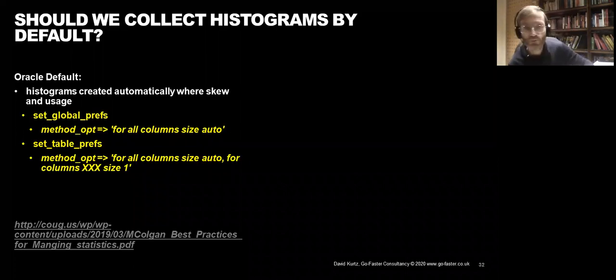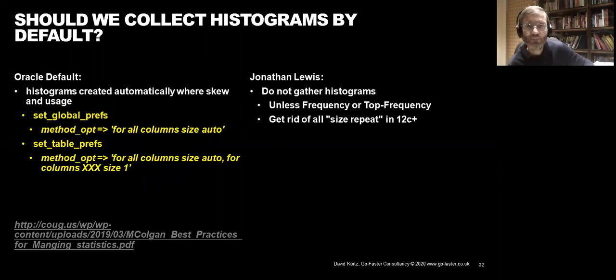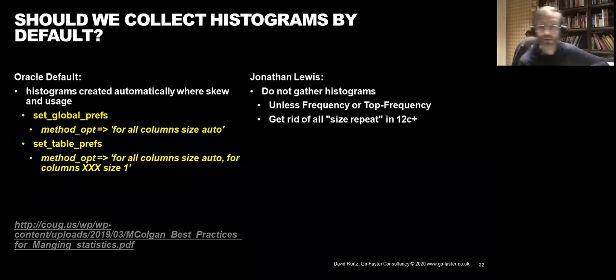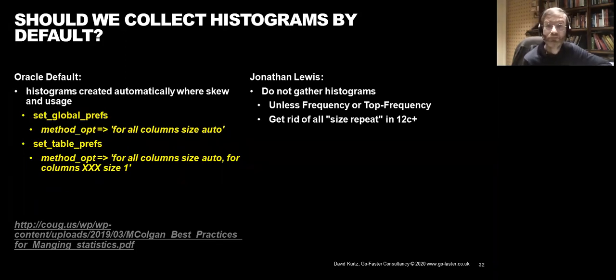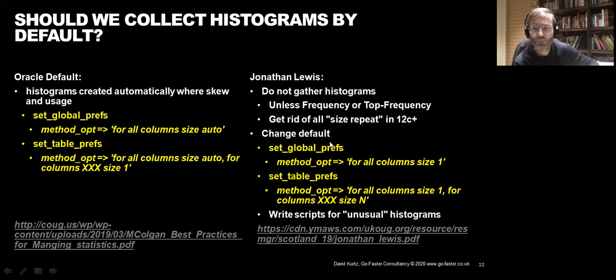The alternative point of view, and I've seen Jonathan Lewis discuss this, is don't gather histograms unless they are frequency or top frequency histograms. Certainly don't gather height balanced histograms. Get rid of all size repeat in 12c, which is another separate problem.